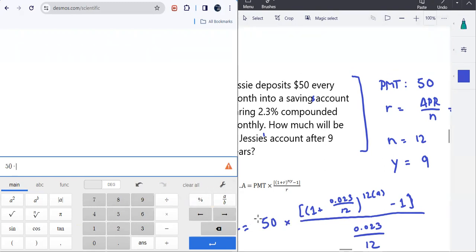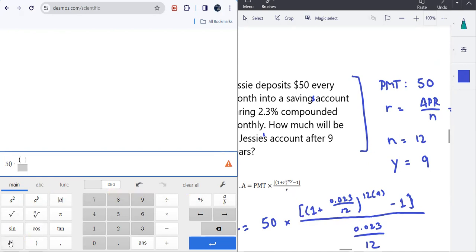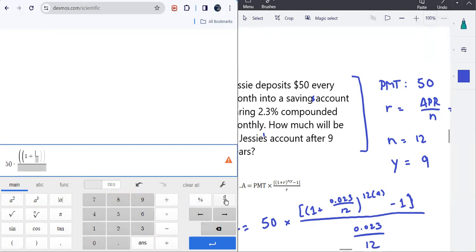So I have 50 times. Now I've got this giant fraction here. There is a fraction button, A over B. You can do that. And I can start typing in what I've got in my fraction. Now this fraction has brackets and parentheses. Desmos only has parentheses, but it's fine. They work the same as brackets. So instead of bracket parenthesis, I just did parenthesis parenthesis. And I'll type what I've got inside there. 1 plus. Now you can press the fraction button again if you'd like, because we have another fraction coming up.